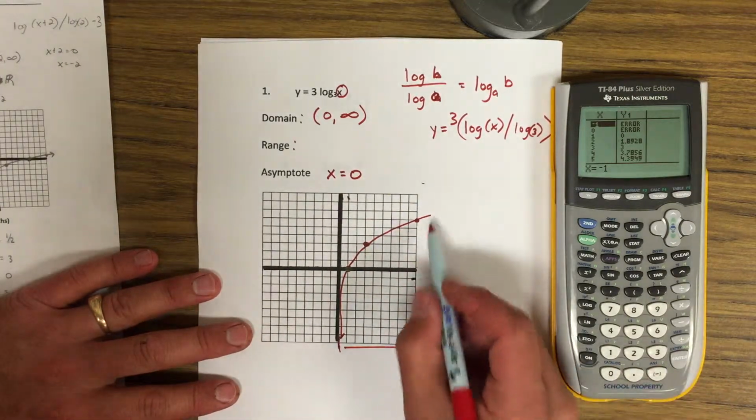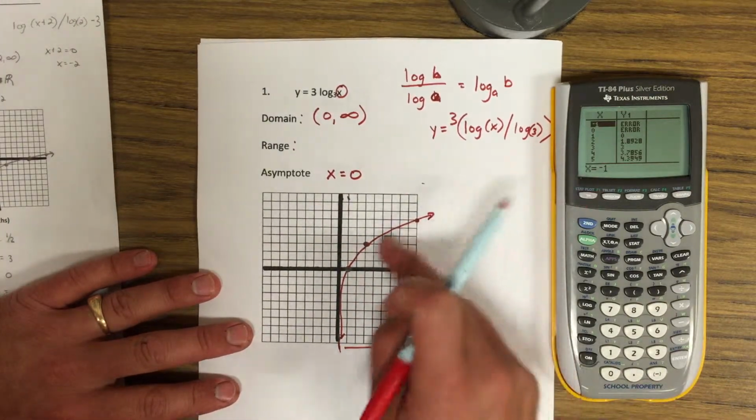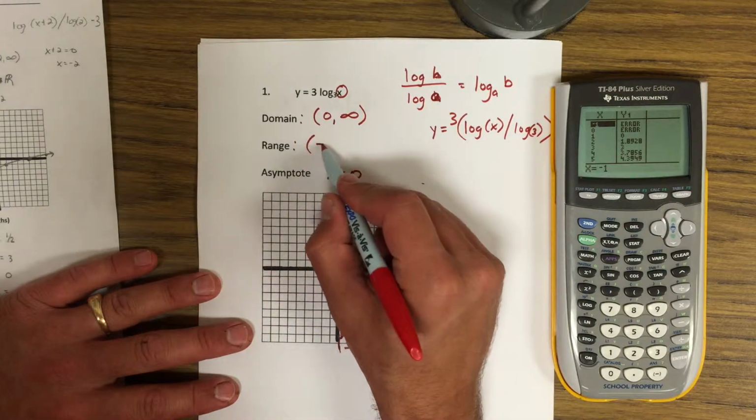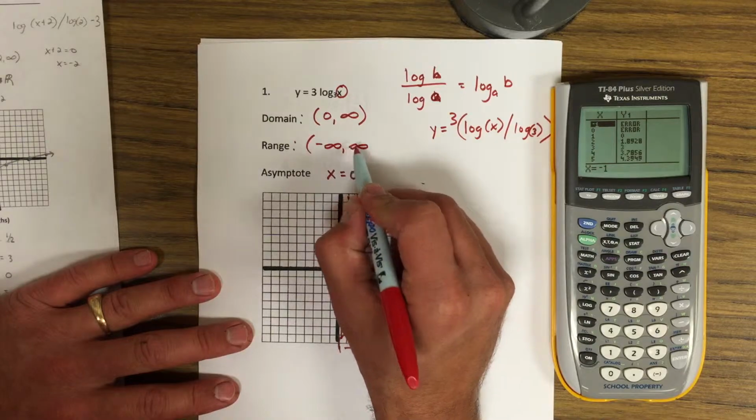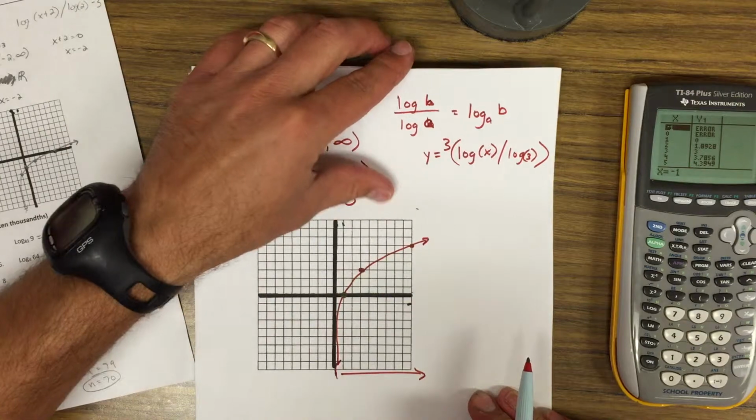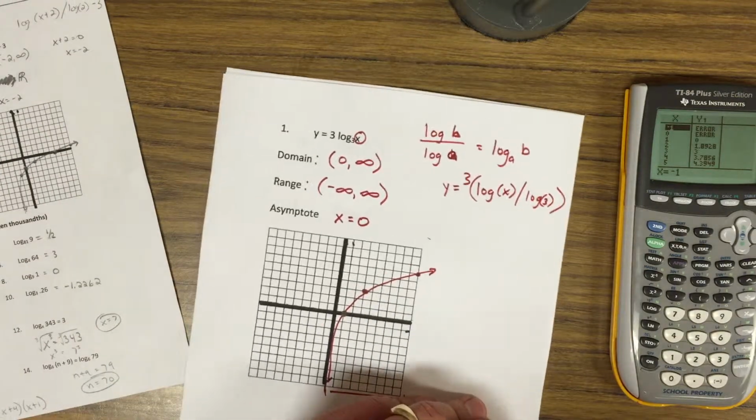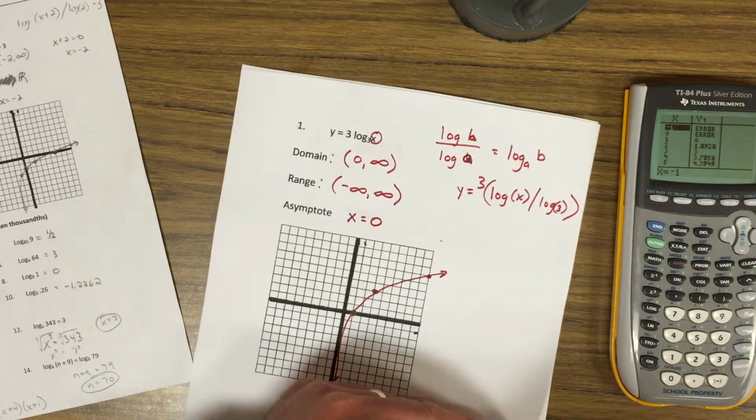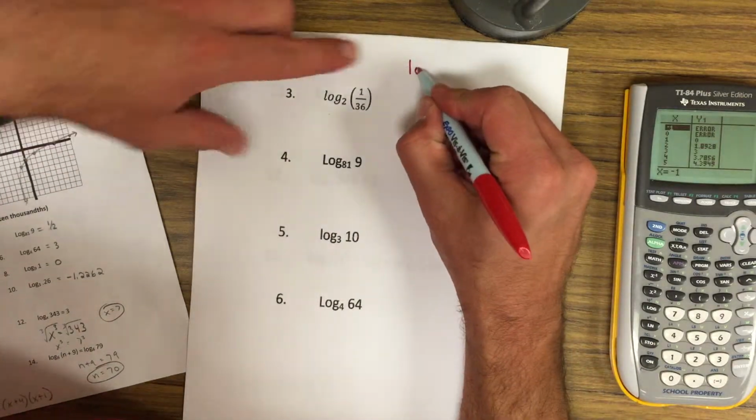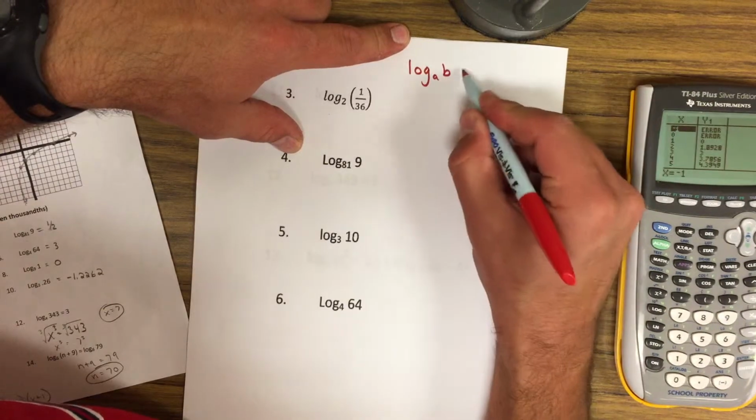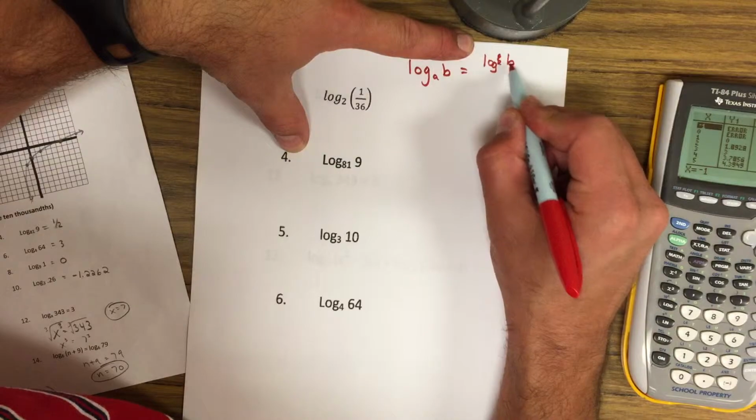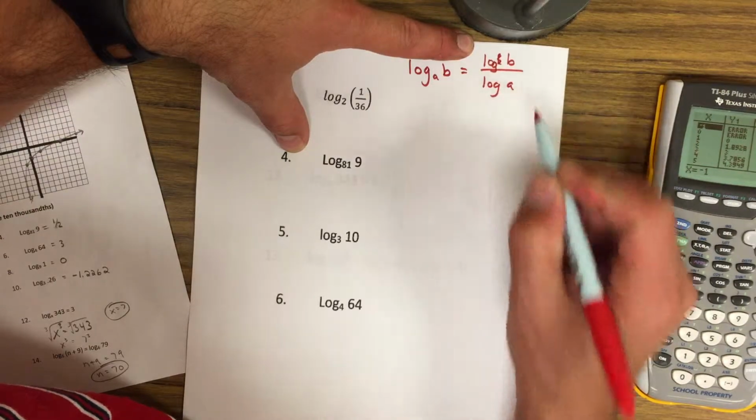All right, now my range, this is going to increase forever, and it's also going to decrease. This thing's decreasing very quickly. So this is all reals, or you can write negative infinity to positive infinity. Don't forget this change of base formula, because the very next thing, when we go to evaluate a log, if we have log base a of b, to evaluate that, I can just do log b over log a.